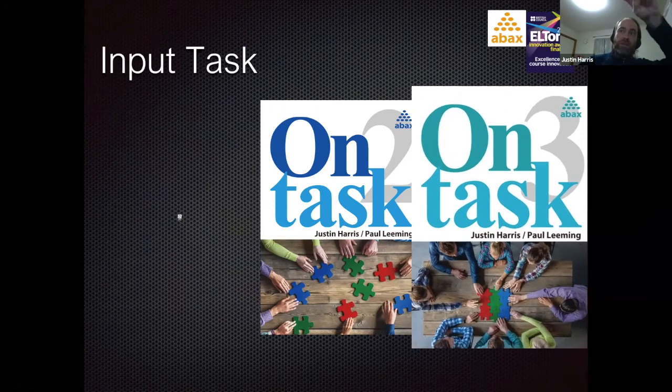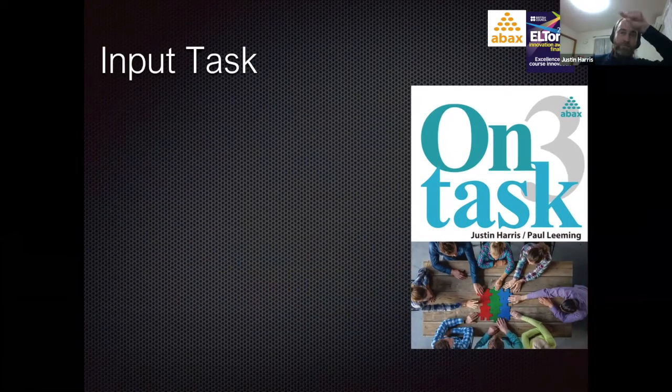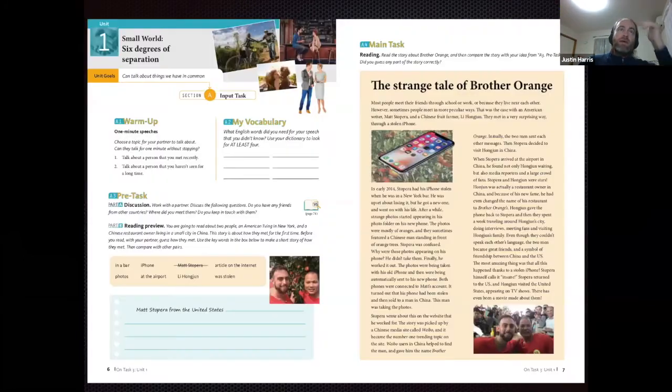This is a 3-level series, and I'm going to use one example from level 3, so it's a higher level. But this is how we tried to deal with this lack of language input to start with by placing it at the start. As Paul mentioned before, the input task follows a pre-task, main task, and then on the next page, post-task format. But rather than read the article and answer the questions, we tried to be a bit more tasky, if you like.